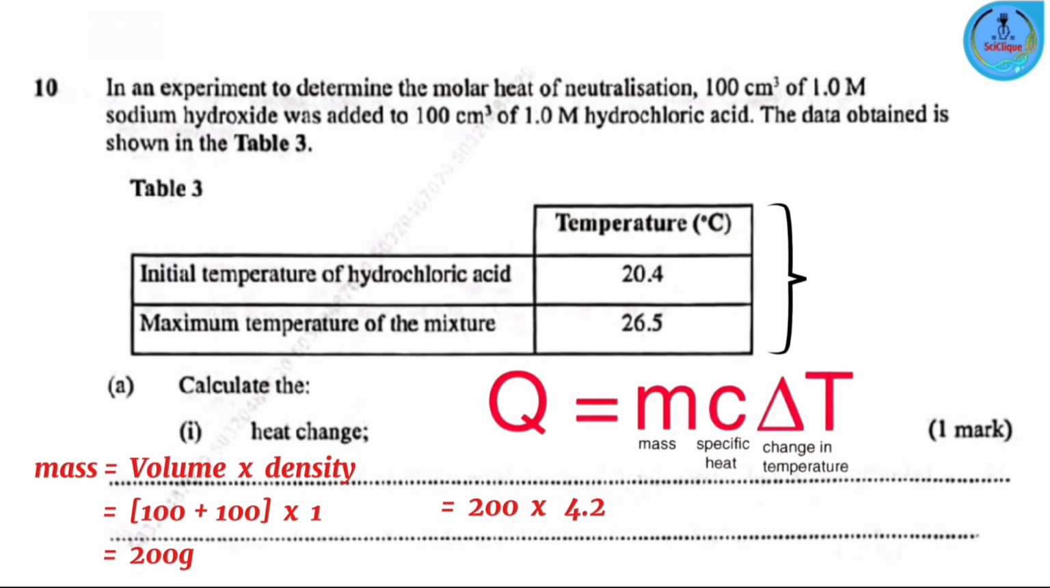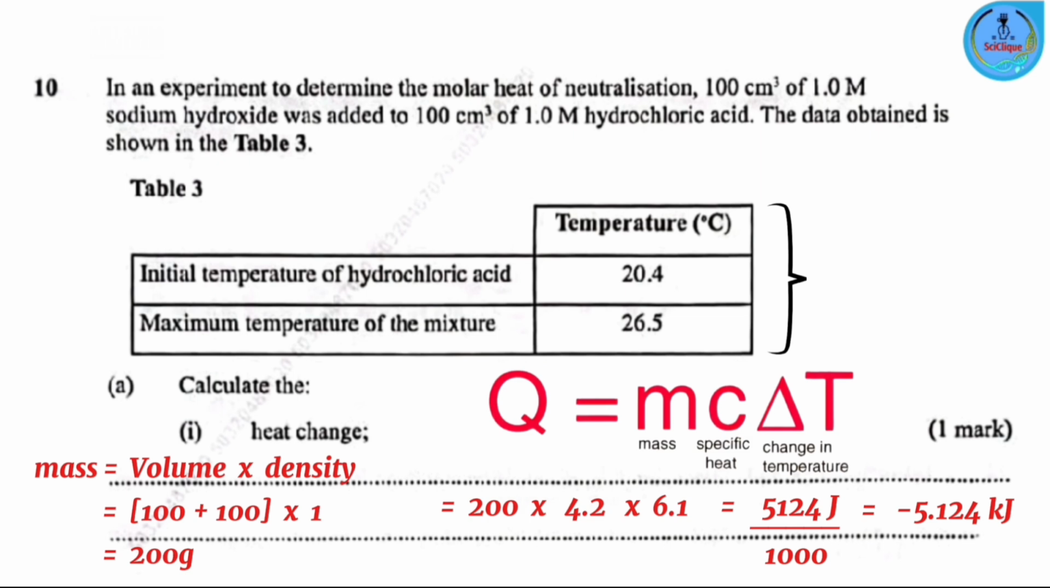Multiply everything, and our answer is going to be 5,124 joules. Now, let's pause there. What we're going to do is we are going to divide this by 1,000 to get it to kilojoules. It's quite a large number. So we're going to divide by 1,000 to get 5.124 kilojoules.